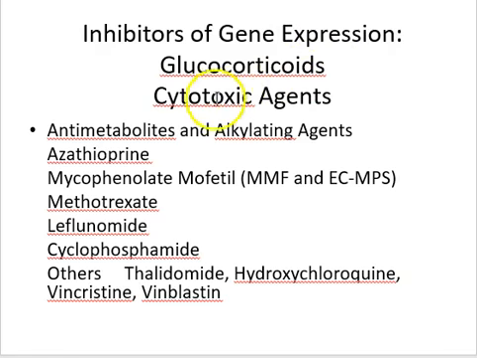Some of these other drugs are also classified as cytotoxic agents, and of course the standardized chemotherapeutic drugs listed here are cytotoxic. Anti-metabolites and/or alkylating agents, including azathioprine, mycophenolate, are your classic inhibitors of metabolism in specific cells that have high turnover, such as cancer cells, but also immune cells as well. Methotrexate, leflunomide, cyclophosphamide, these are all lumped in this category.